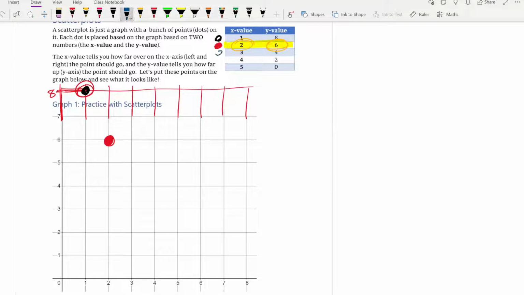Maybe I'll put a blue dot at our next point. And again, we look along the bottom, and the x value is 3. So it's going to be somewhere up this line. And our y value is 4. So it's going to be across from here. And where those two lines meet, that's where that point would go.